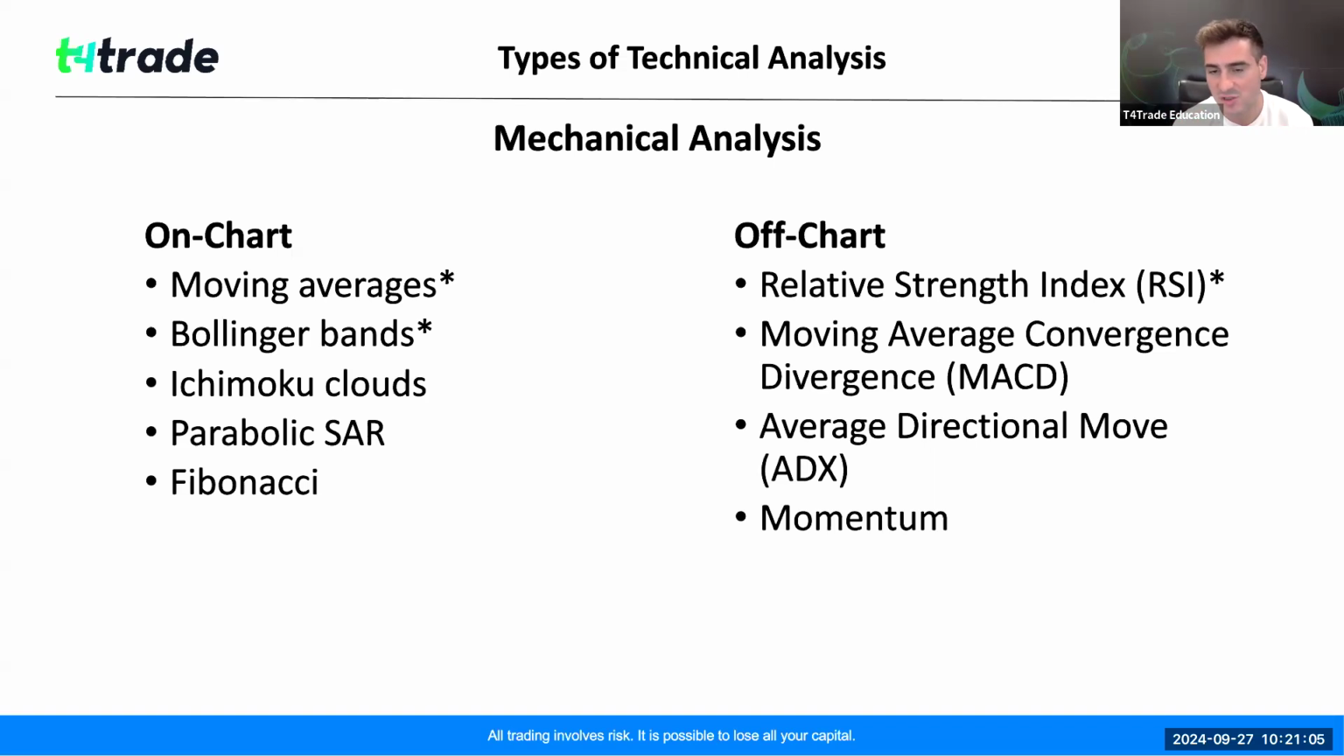What you need to do is just adjust the parameters accordingly. Okay. Off chart, the other category, you have RSI. This, again, is the other indicator that we will discuss today. Also have moving average convergence and divergence, the MACD, the ADX, the ATR, momentum. There's a bunch of them.